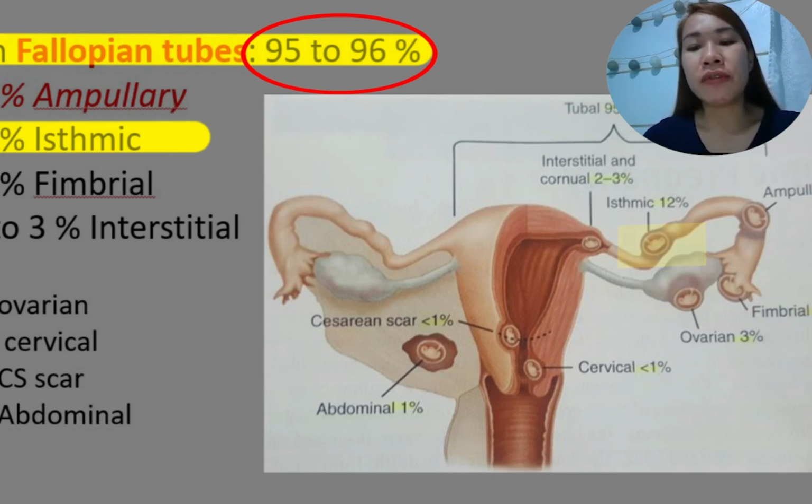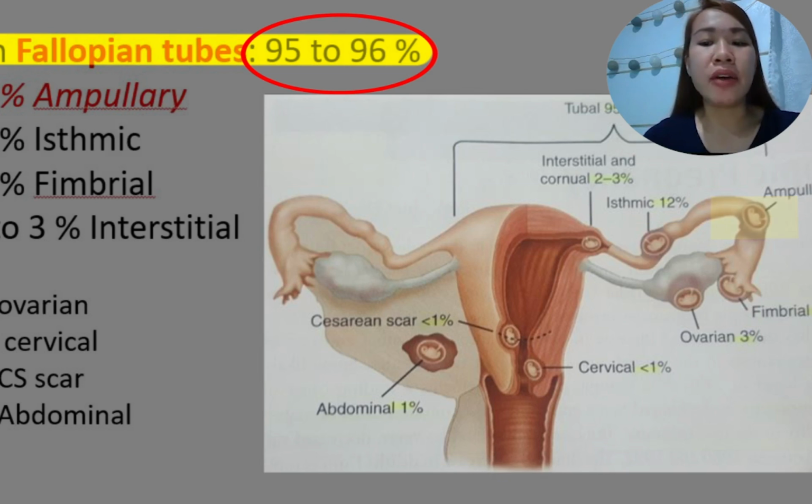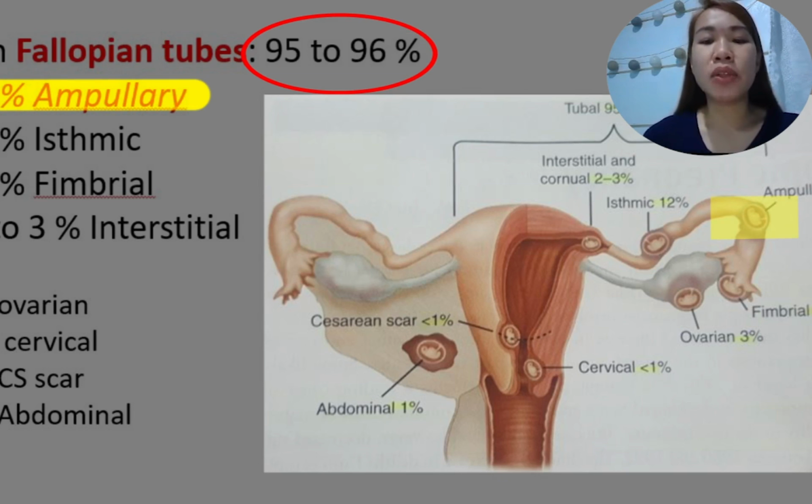And the third portion of the fallopian tube, we call this the ampulla, or the ampullary portion. This is where the majority of ectopic pregnancy occurs in the fallopian tube. Why is this the most common site in the fallopian tube? Because this is the area of fertilization. So once the egg is fertilized, and if there is a restriction on this portion of the fallopian tube, then the zygote will eventually implant in that part of the fallopian tube. So it's the most common.